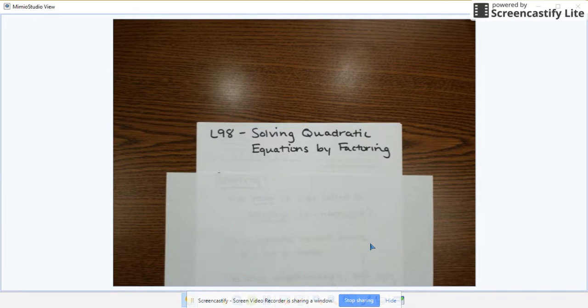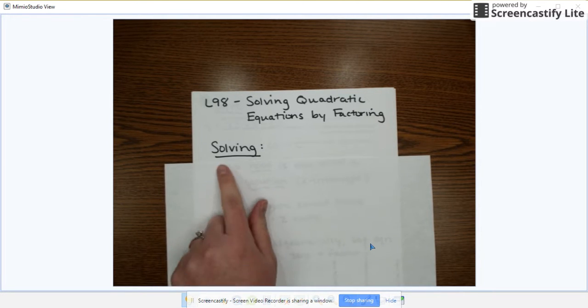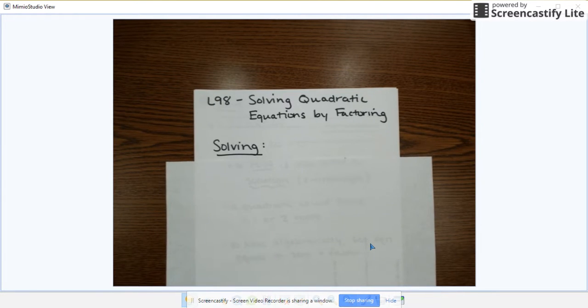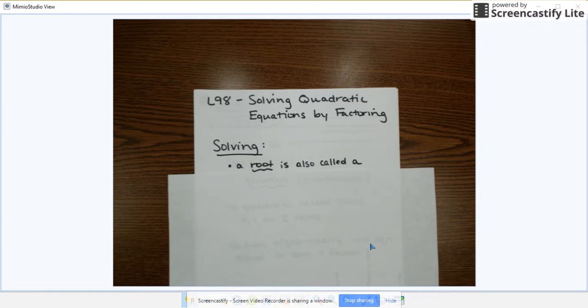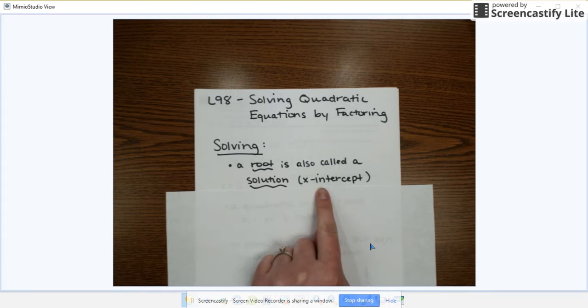Hey guys, today we're going to talk about solving quadratic equations by factoring. This is lesson 98. So we'll be given directions to solve, and what that means is we're looking for a root. Well, roots are also called solutions, and if you recall from the other day, roots and solutions are also called x-intercepts. So anytime you see any of these three words, know that you're looking for the same thing.